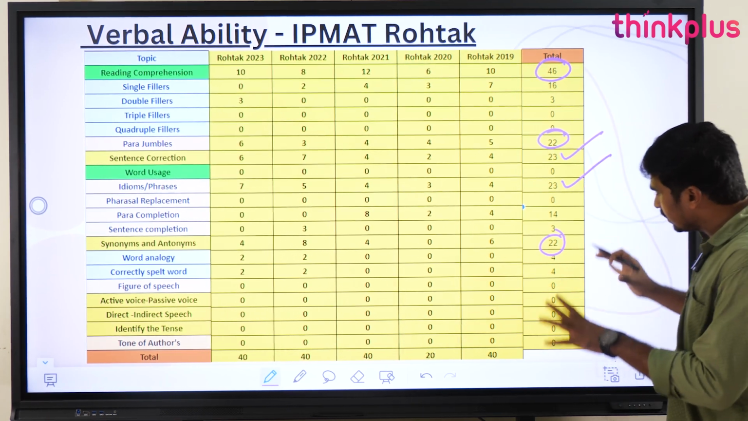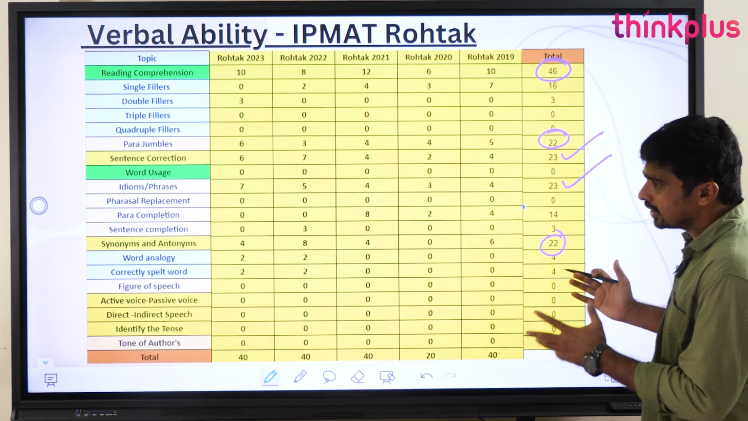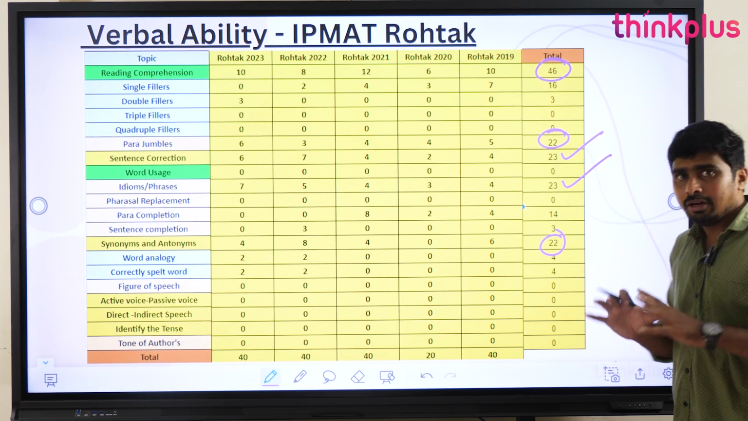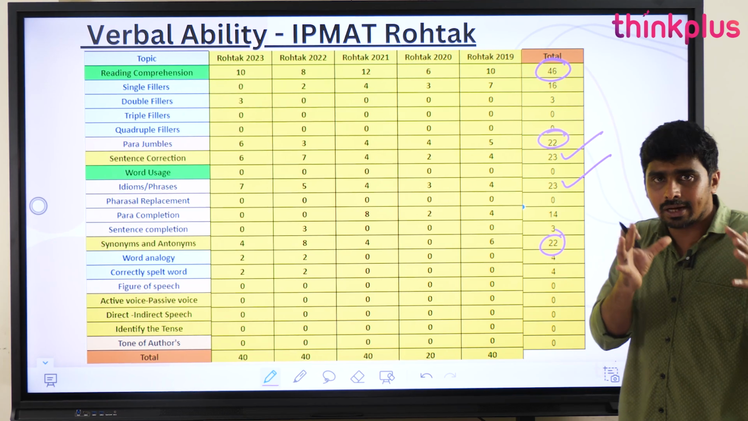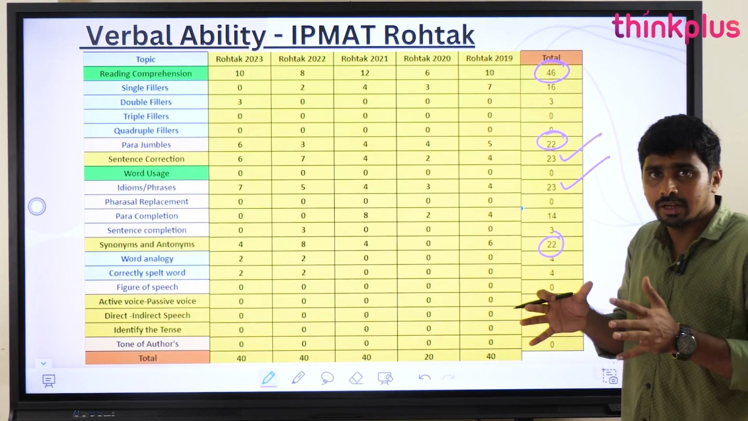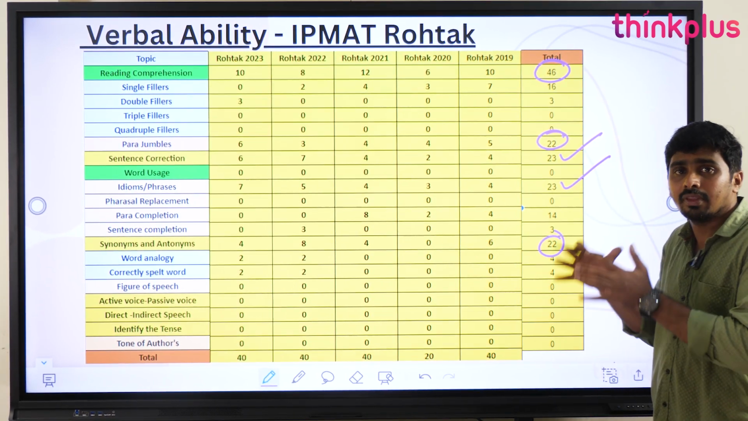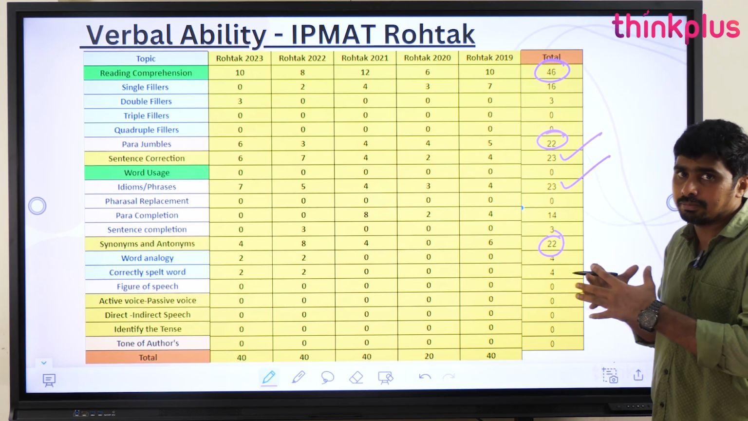If you look at it, there are other questions from direct indirect speech also. Direct indirect speech, all these things come from the grammar part. If I divide all these things into 3 different buckets, the one is the grammar part, second is vocabulary, and the third is reading comprehension, para-jumbles and para-completion, right?